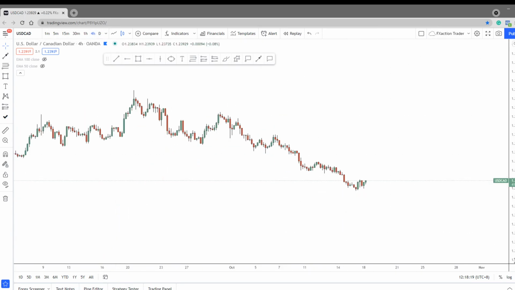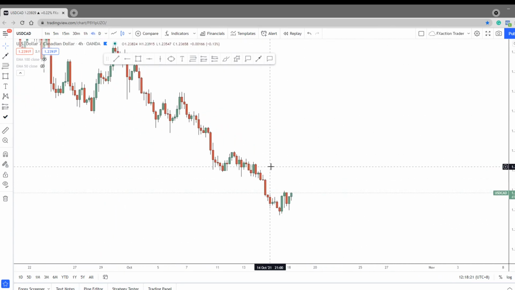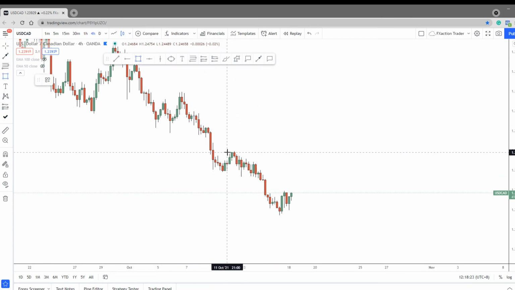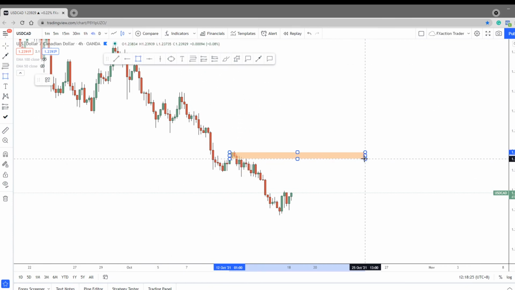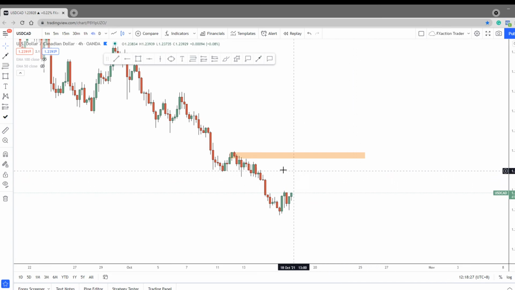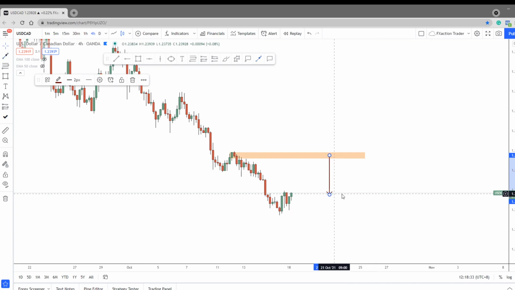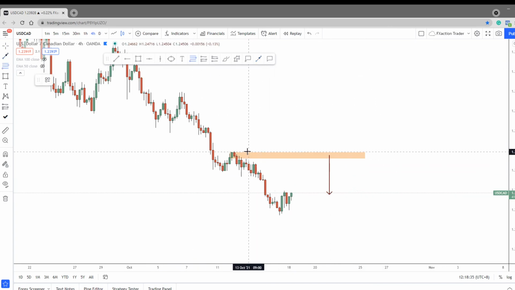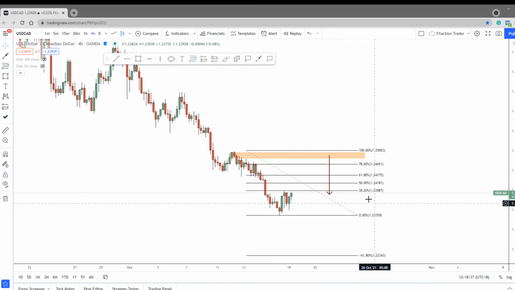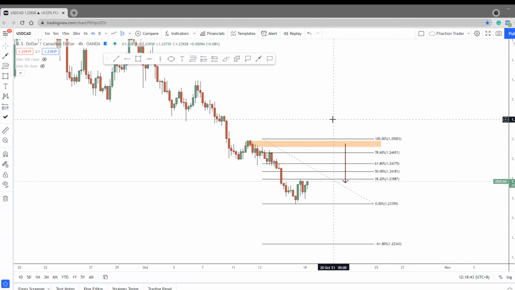On H4, the first thing we should do is mark our key level, which is obviously here, the previous lower high. So we should just wait for a sell trade at this level, or we can pull our Fibonacci and wait for the sell trade at this area at 50% or 61.8%. So that's all for this week's analysis.